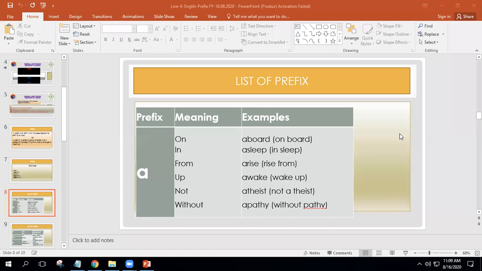But there are two new words, I think, that many of you may not know, and they are aboard and apathy. So I'd like to know from you if any of you voluntarily wants to answer. What does aboard mean and what does apathy mean? Please raise your hand.